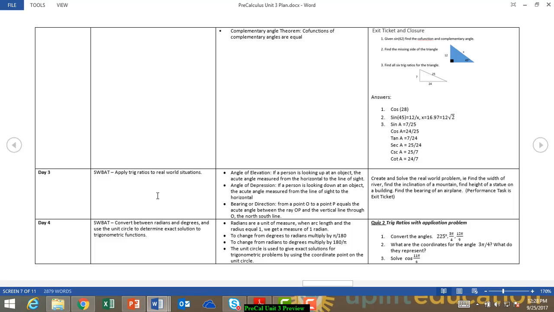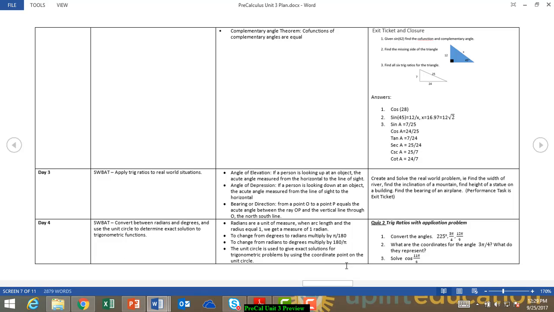Day 3, real world problem situations and trig ratios. I would introduce the class when talking about angles of elevation, angles of depression, and then I would have them work on their project of creating their own real world problem by going outside and looking at some of the pieces they can see and identifying those angles of elevation and depression, and even talking about maybe planes in the sky as well. Day 4, looking at converting radians to degrees.